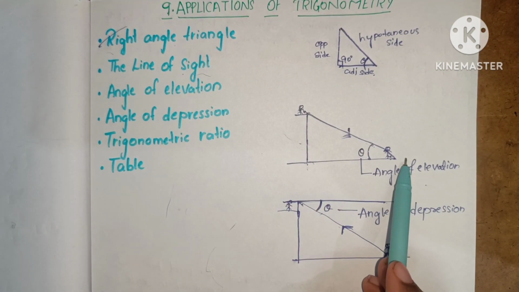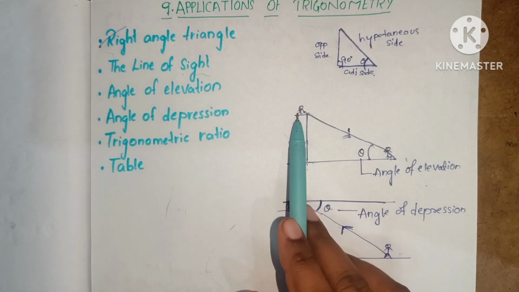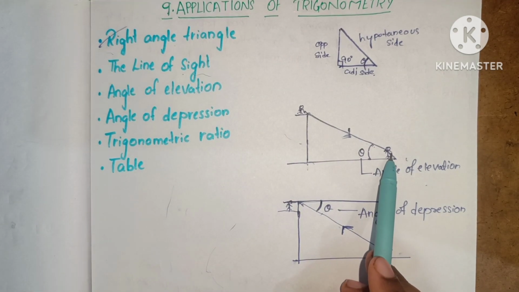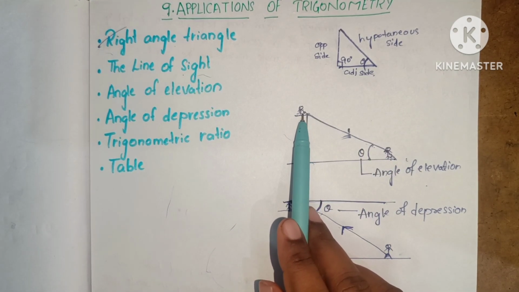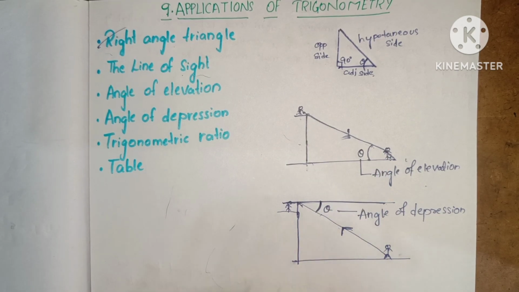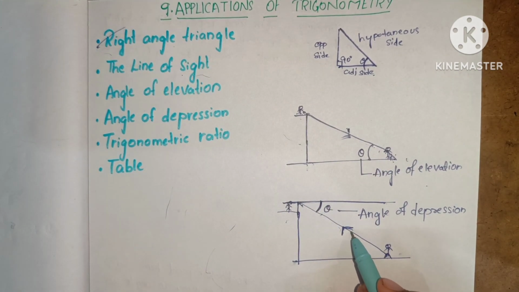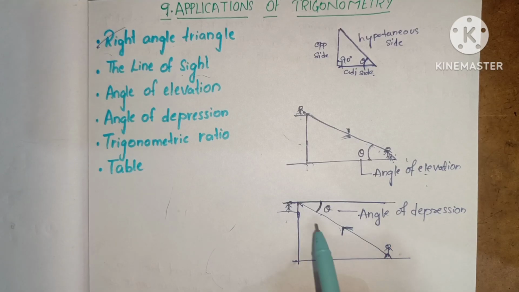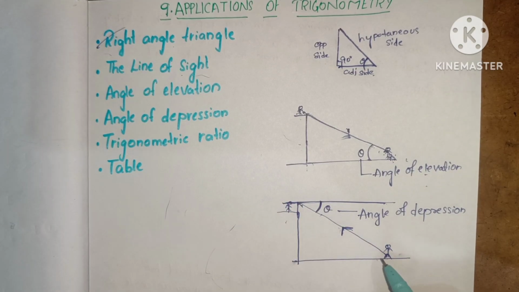In case 1, the angle was created when the observer standing on the road was watching the top of the building. That means in this case he was watching in the upward direction. But in this case, the angle is created when the person was watching in the downward direction from the top of the building.